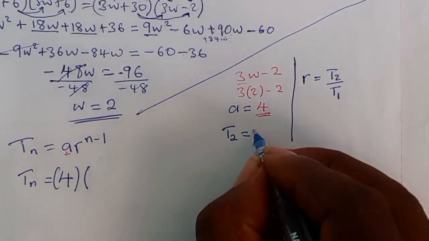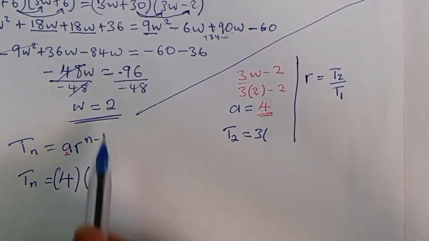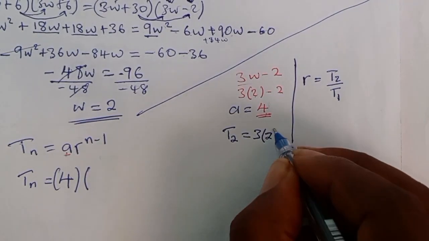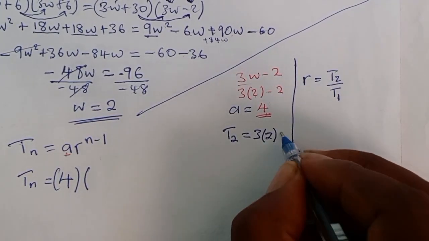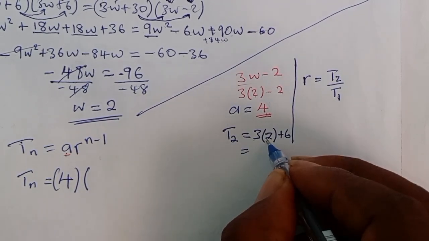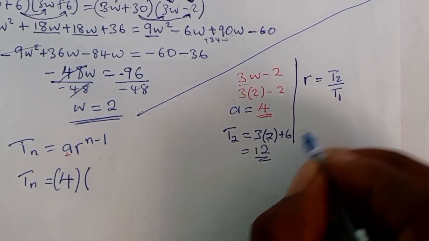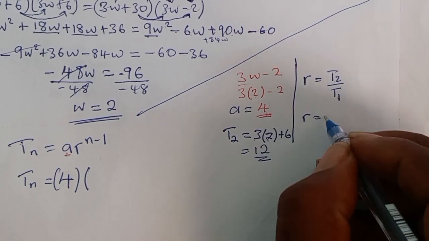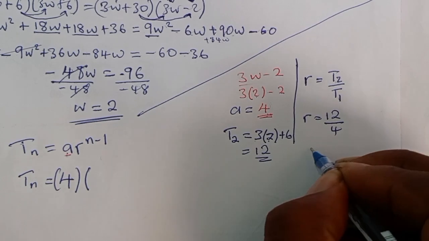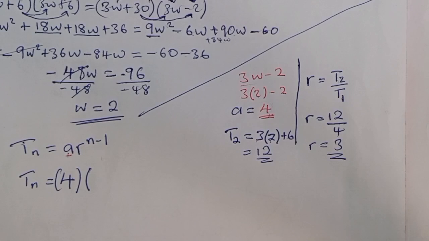So 3w, the value for w is 2, plus 6. So 3 times 2, that is 6. 6 plus 6, that is 12. So common ratio is equal to second term, 12, divided by first term, 4. So r is equal to 12 divided by 4, which is 3. So common ratio is 3.